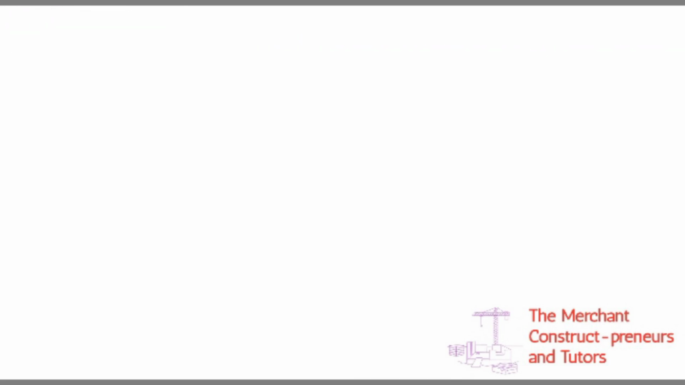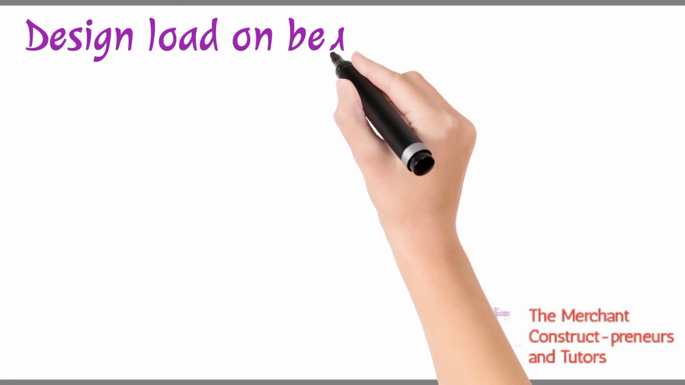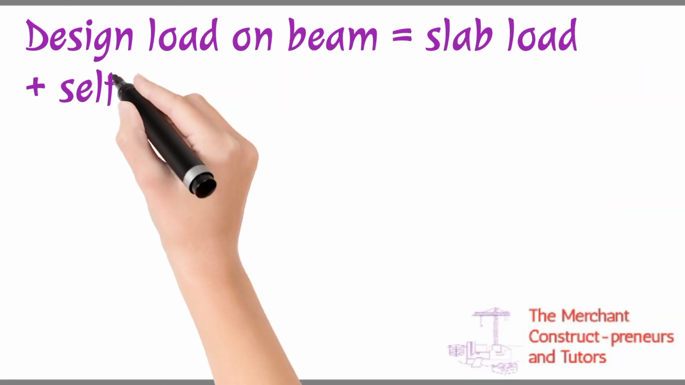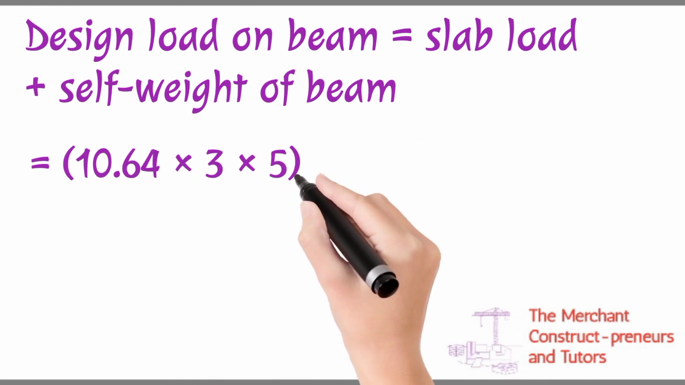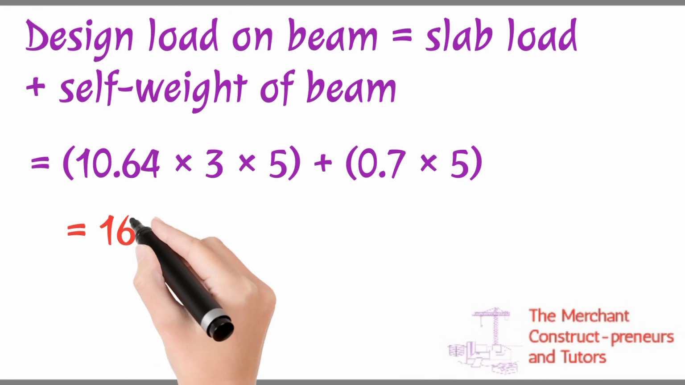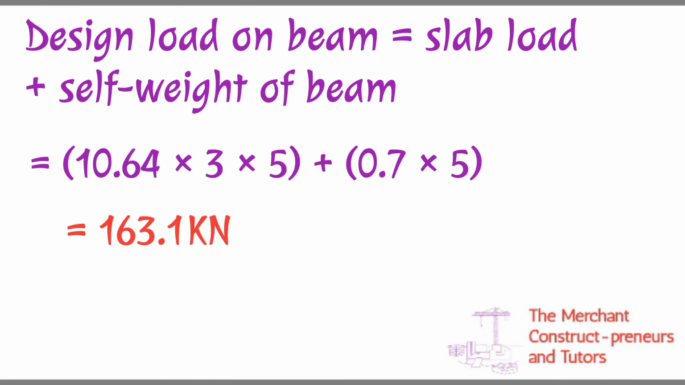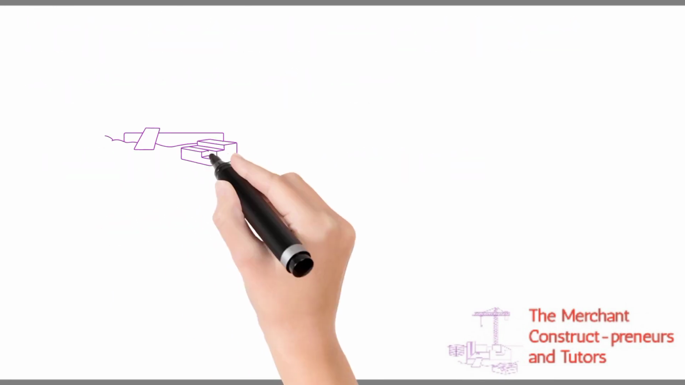So now the design load on the beam will have the slab load plus the self weight of the beam. So it is just the addition of what we have from the loading of the beam and also from the loading of the slab.